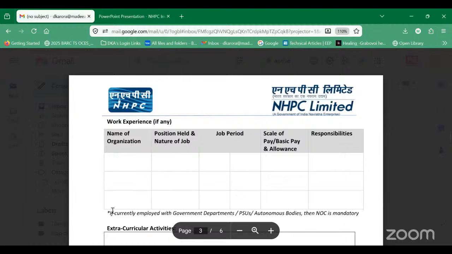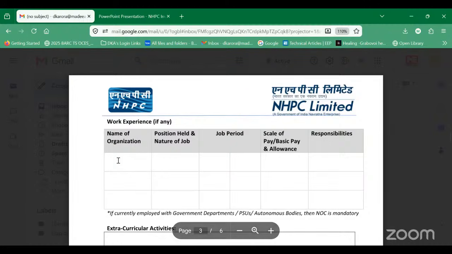The past work experience: the name of the organization, the position held, and nature of job. Position held means your designation. Nature of job means the responsibility given to you. You have to write it very briefly. It is supervisory, it is O&M, it is design, like that. Job period from DDMMYY to DDMMYY. Scale of pay if it is applicable. Otherwise, you can simply write 3.5 lakhs per annum without any breakup. Responsibilities में थोड़ी सी एक दो लाइन में लिख सकते हो जितना स्पेस दिया हुआ है.